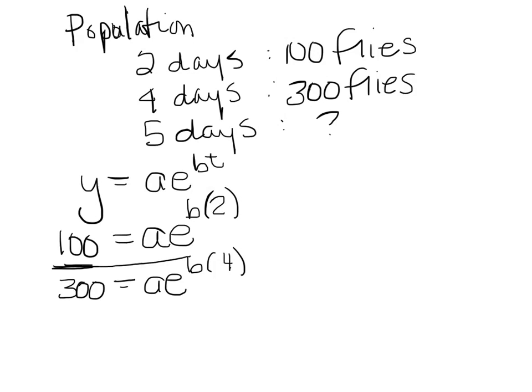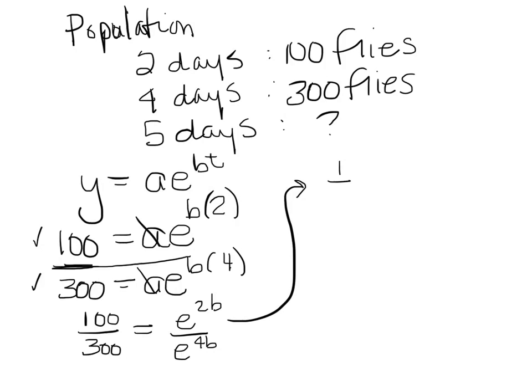When I divide this first equation by the second equation, on the left, 100 over 300, and on the right, some good things happen. The a's cancel. So what we're doing is we're eliminating a variable. So now I have e to the 2b over e to the 4b, but of course I know how to divide these exponentials. I'm going to subtract the exponents. So what do I get? I get 1 over 3 to reduce the left-hand side, and then I have to take 2b minus 4b, so it's just e to the negative 2b.